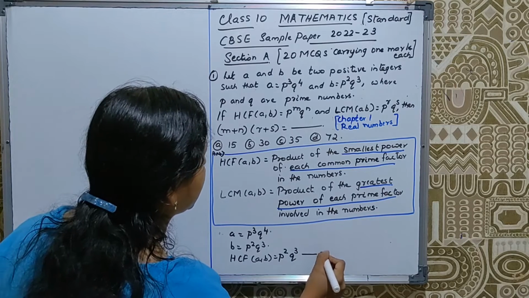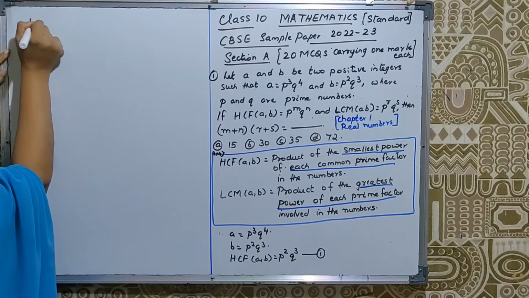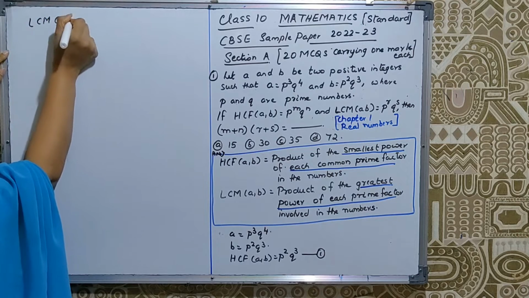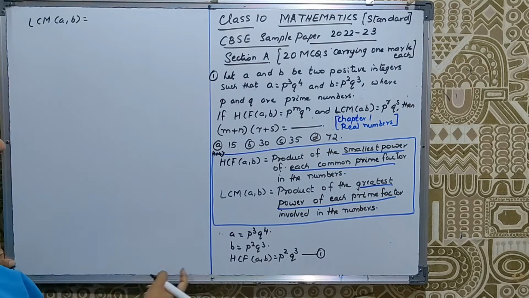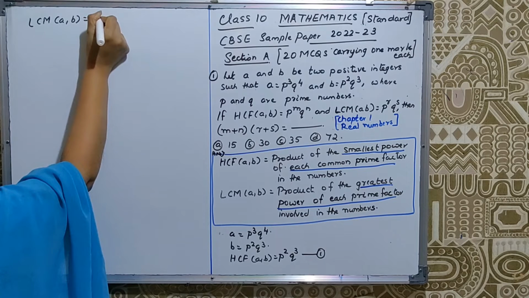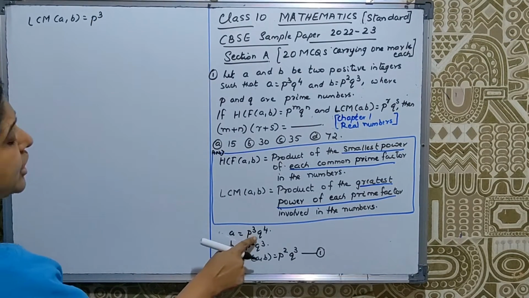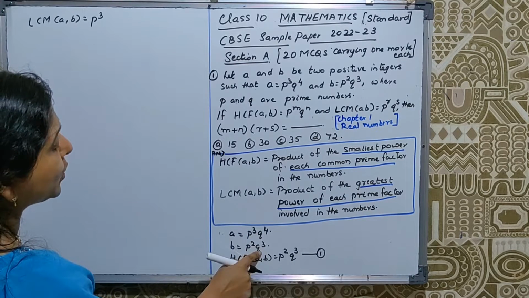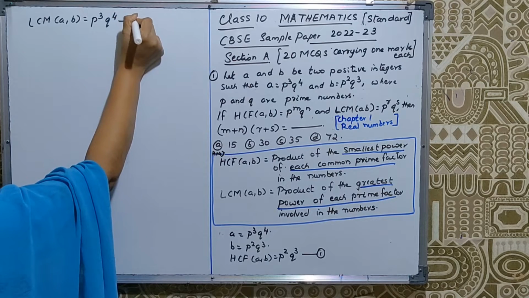I'll name it as equation number 1. Then we will find out the LCM of A comma B. LCM of A comma B will be the greatest power of each prime factor. So greatest power of P 3 times and P 2 times, greatest power of P will be P 3 times. And then next one, Q 4 times and Q 3 times, so greatest power of Q will be Q 4 times. I'll name it as equation number 2.